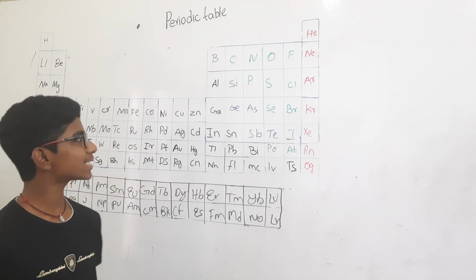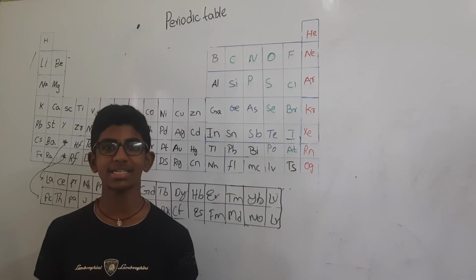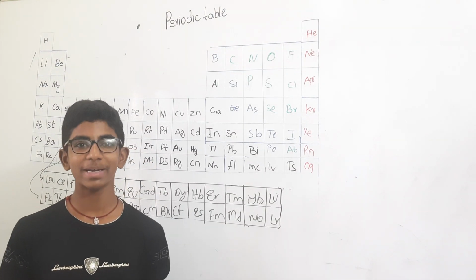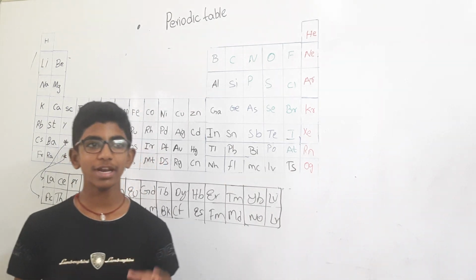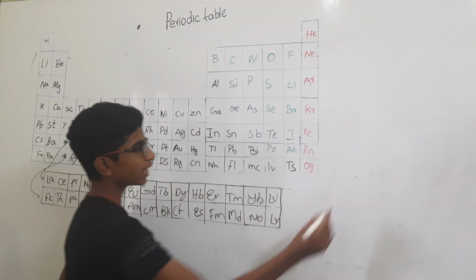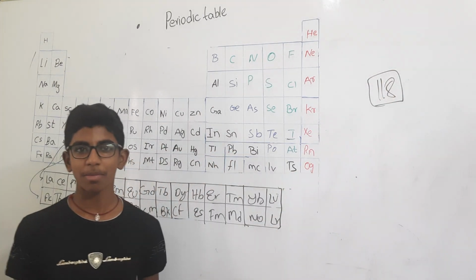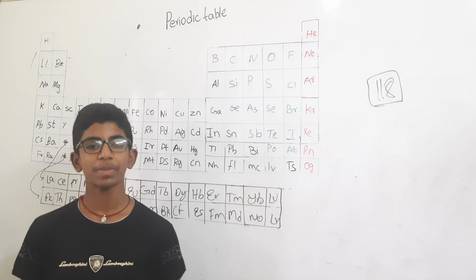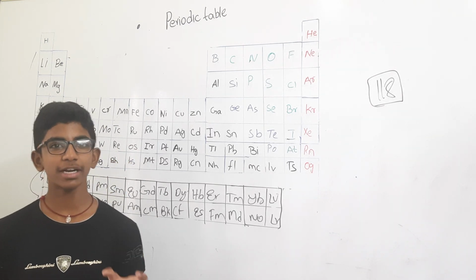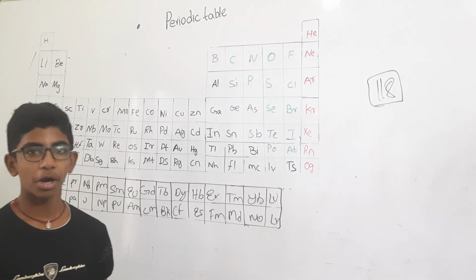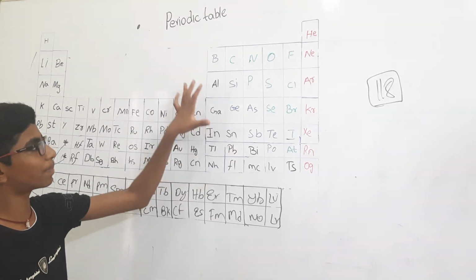Today we will discuss the periodic table. This periodic table is a very important lesson in chemistry, and it is the basics for chemistry. If we learn all the 118 elements, you will be a master in chemistry soon. First, before entering the main concepts of chemistry, you have to learn all the elements in the periodic table.